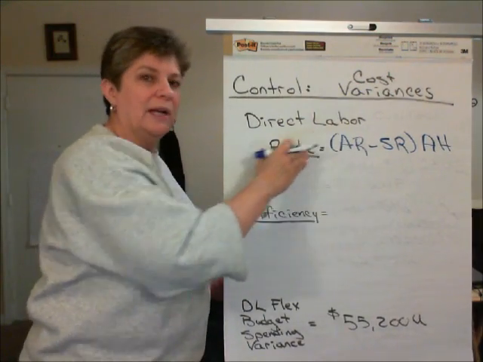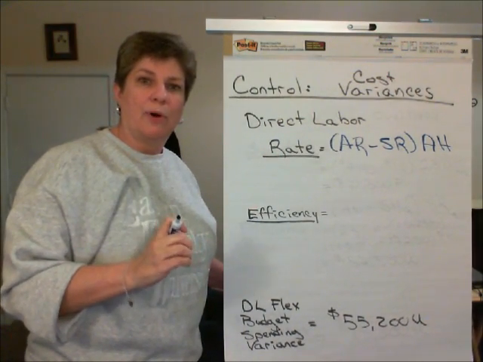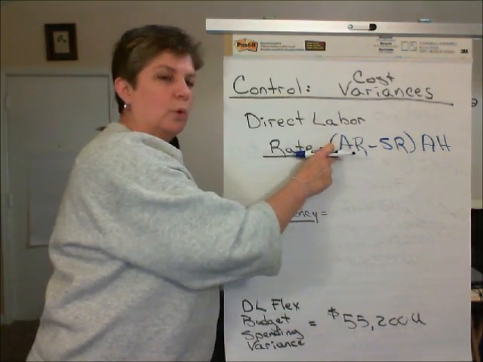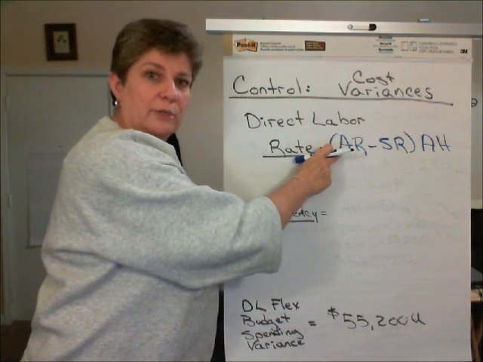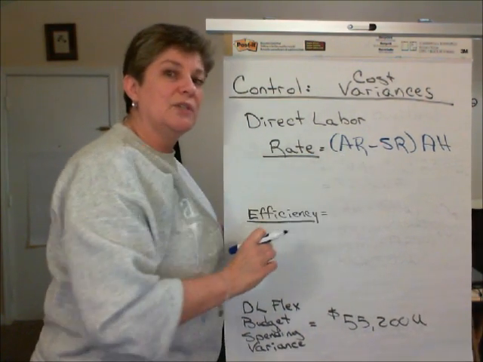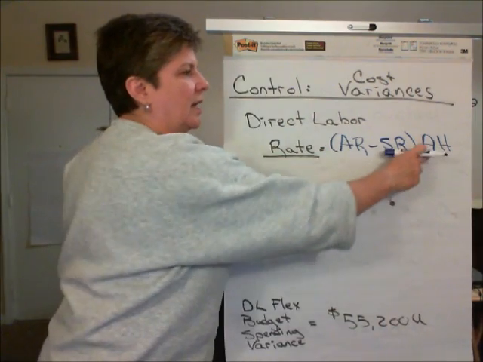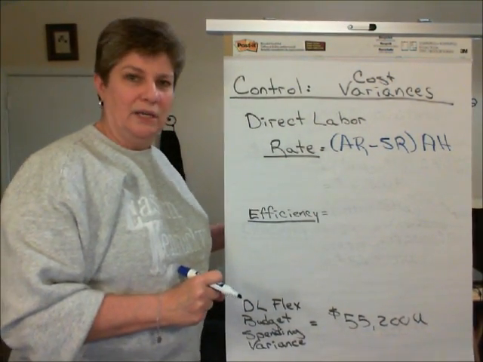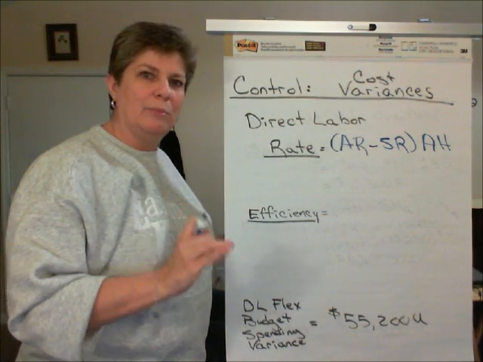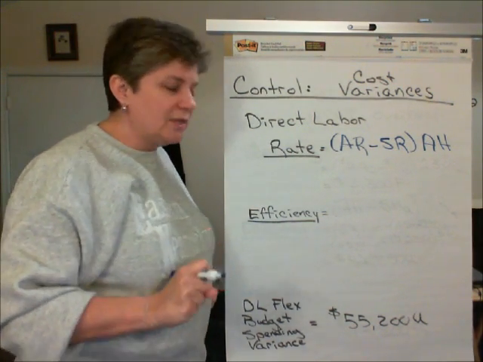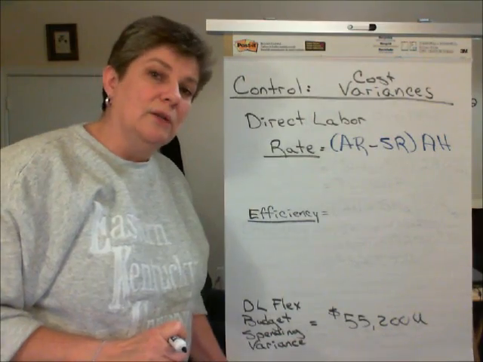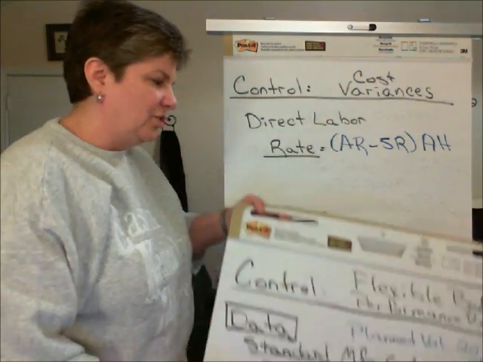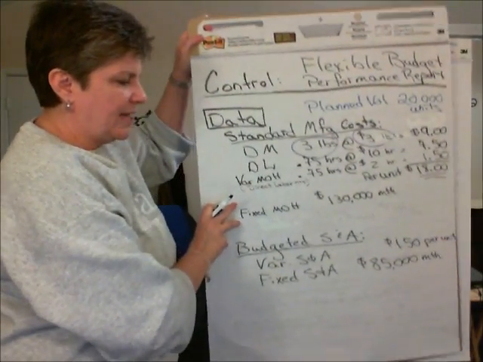So note the similarity to the direct materials price variance. Actual rate, actual price for materials. Standard rate, standard price for materials. Actual hours, actual quantity for materials. So same basic formula. And just like for the materials, we need to look at some data to be able to finish this out. So remember our standards.